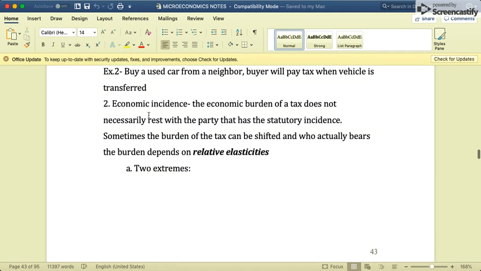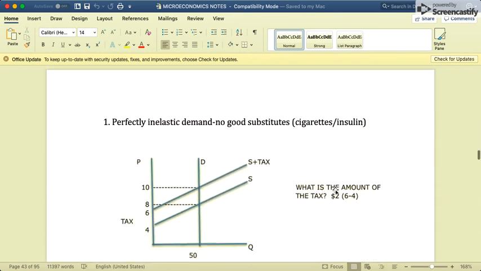But economic incidence tells us that the economic burden of a tax does not necessarily rest with the party that has the statutory incidence. Sometimes the burden of the tax can be shifted, and who actually bears the burden depends on relative elasticities. So, two extremes.